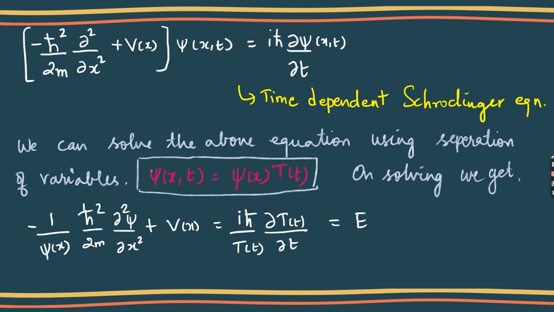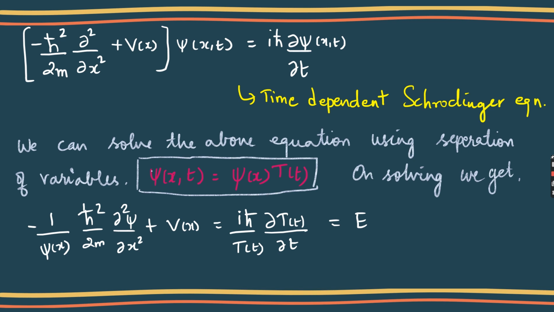We can solve this above equation using the separation of variable, where there are two variables over here. One is the position and the other one is the time. So psi of x comma t will be equal to psi of x into T of t. Okay, I have separated these two variables, x as one part and time as the other part. So I'm not going to solve this entirely.